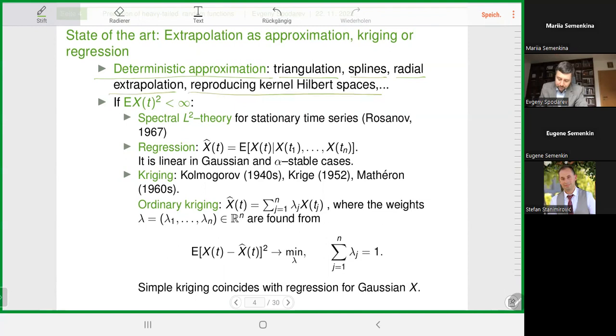But now, let us come to the list of methods which say that X is random. And there, for processes, for instance, which are stationary in time, there is a classical book of Rozanov from the 60s, where the spectral L2 theory is given. It is based on the existence of the spectral density, which means that there is a finite second moment. So here we have finite variance. There is yet another possibility via regression, which means we consider the prediction to be the conditional expectation, provided that we know the observed values. And for some cases like Gaussian and some alpha stable cases, it is known that this regression is even linear. But apart from those cases, the nonlinear regression is quite difficult to apply because it has many theoretical obstacles.